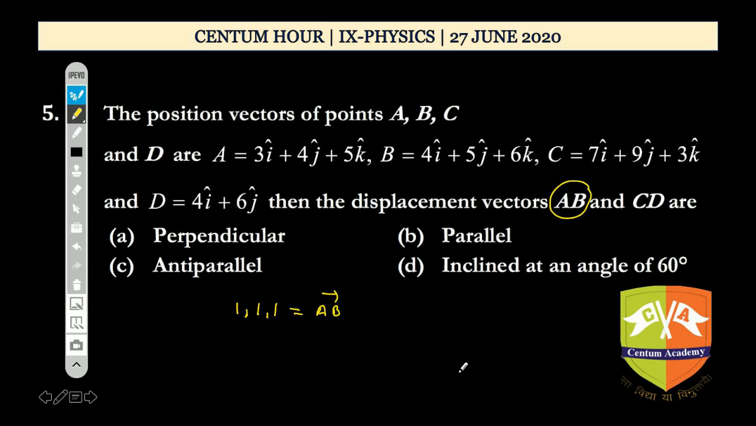Point number 1, AB. Good. Point number 2, CD. 4 minus 7, minus 3. 6 minus 9, minus 3. 0 minus 3, minus 3, yeah. They are proportional, but in opposite direction. Parallel, no. Anti-parallel, yes.